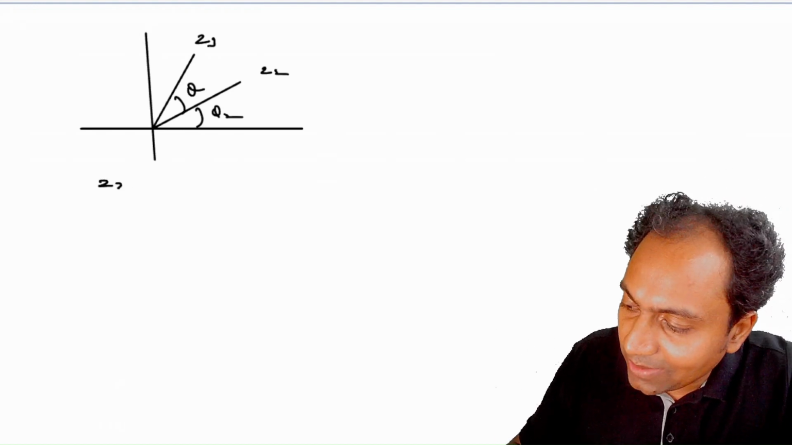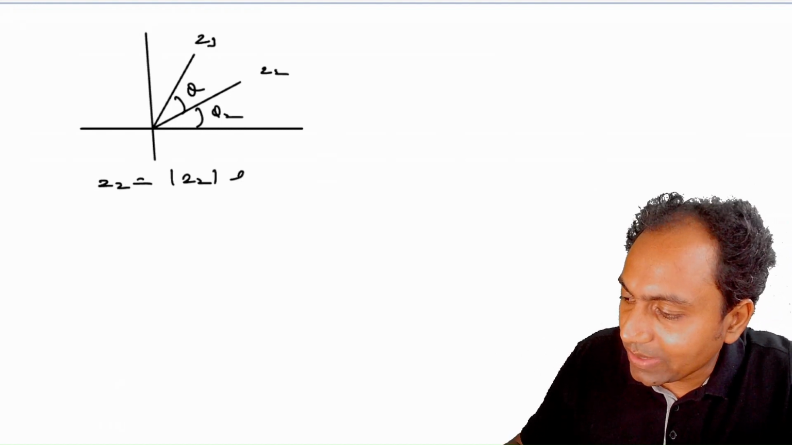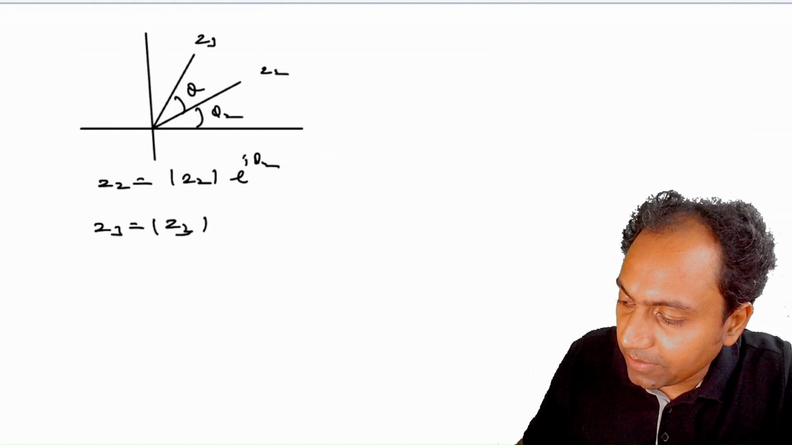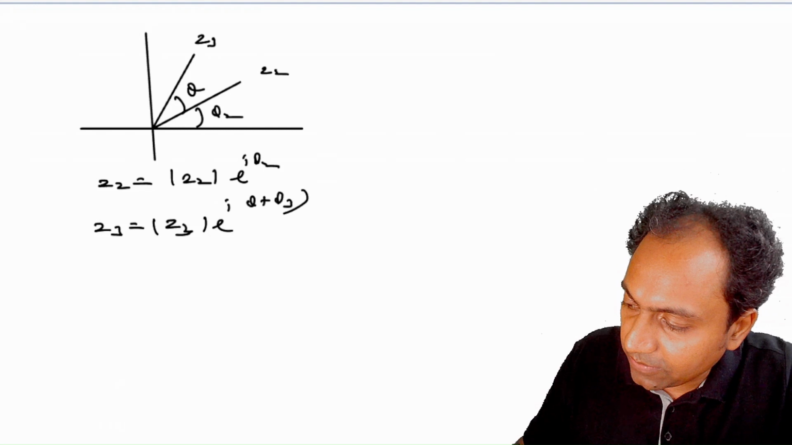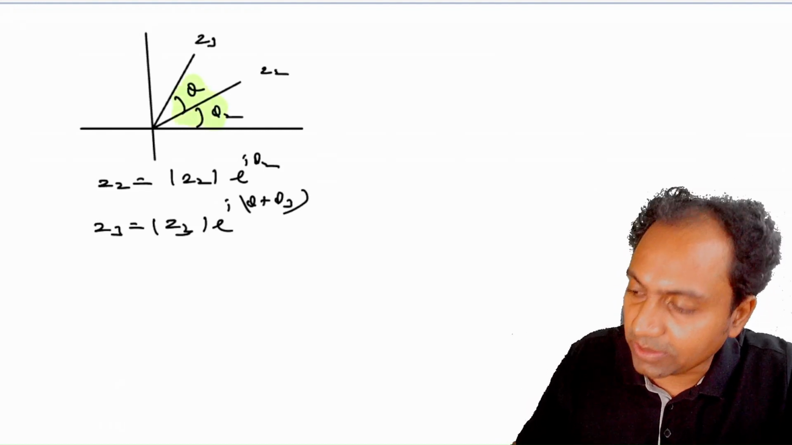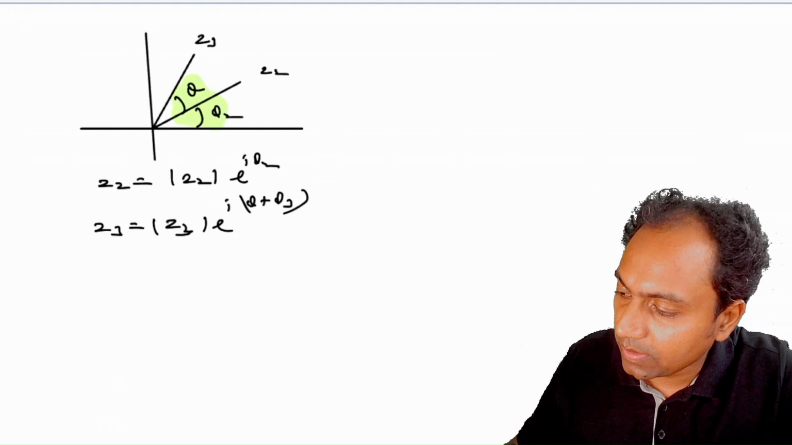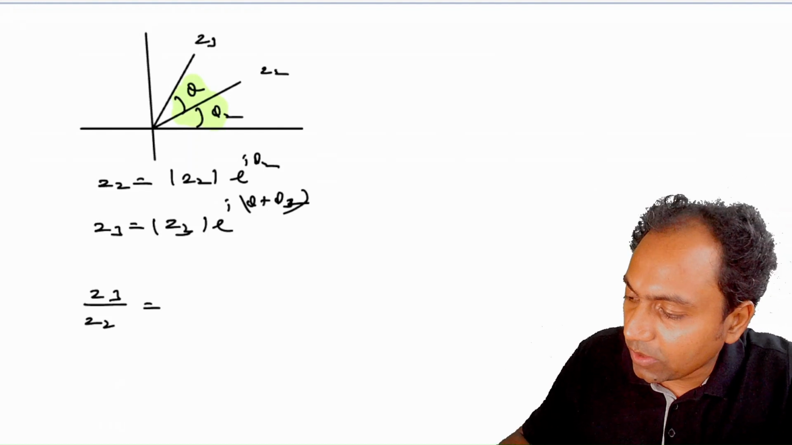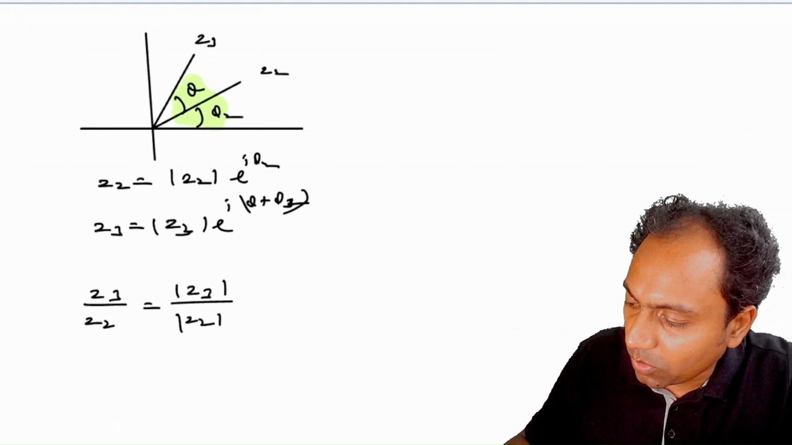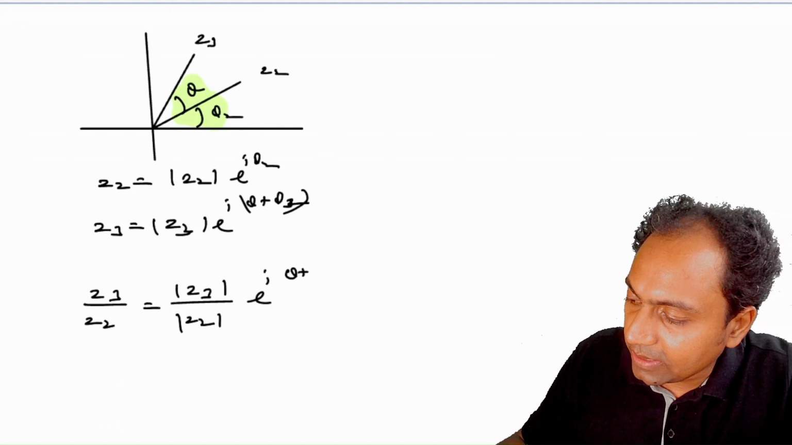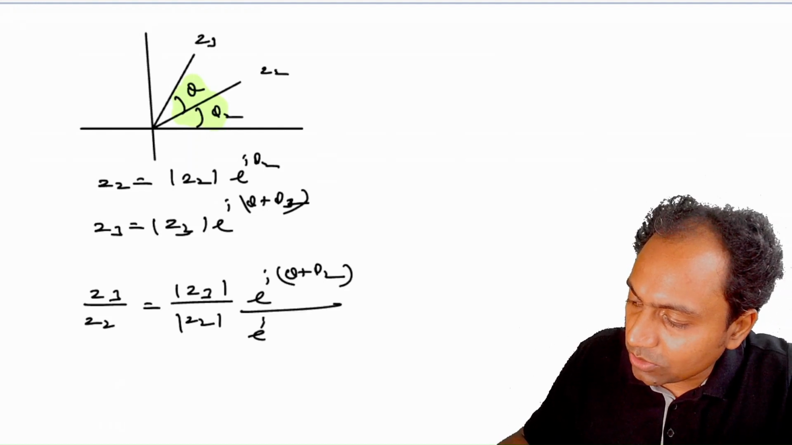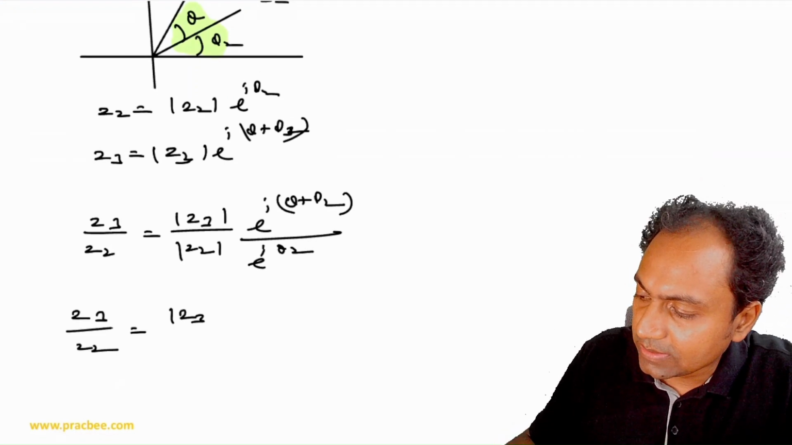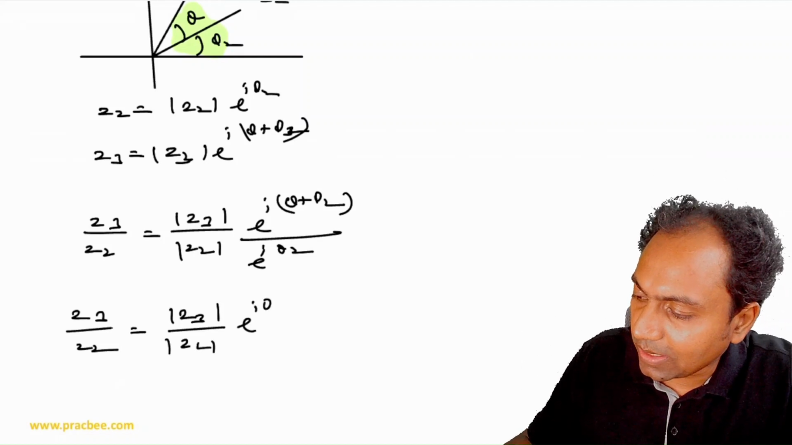So if I want to write Z2 in exponential form, it will be mod of Z2 e raised to the power i theta 2. Similarly, Z3 will be mod Z3 e raised to the power i (theta plus theta 2). Why so? Because this angle from here to here would be nothing but theta plus theta 2. Once I have written that, I can divide both of them. So Z3 by Z2 would be equal to mod Z3 by mod Z2 times e raised to the power i (theta plus theta 2) by e raised to the power i theta 2. If I simplify this, I get a very simple expression: Z3 by Z2 is nothing but mod Z3 by mod Z2 e raised to the power i theta.